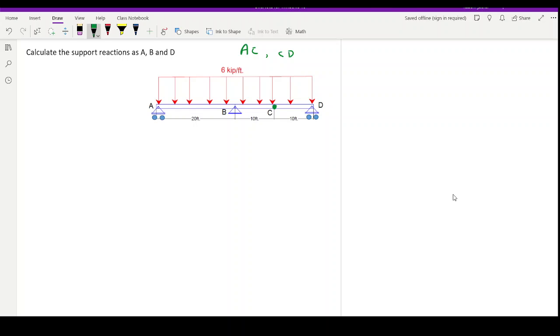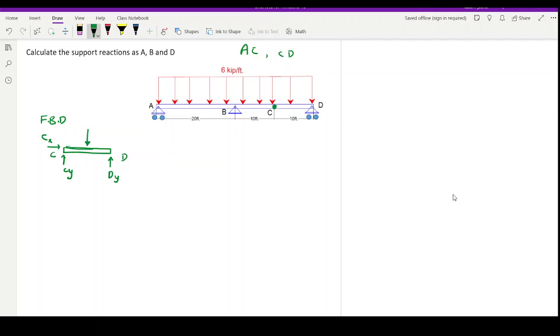I start with CD because I will end up having fewer unknowns by drawing the FBD for the segment. So FBD for segment CD. I have Dy here, I have Cy in here, and I'm going to have Cx in here. And externally, I have a force that acts.